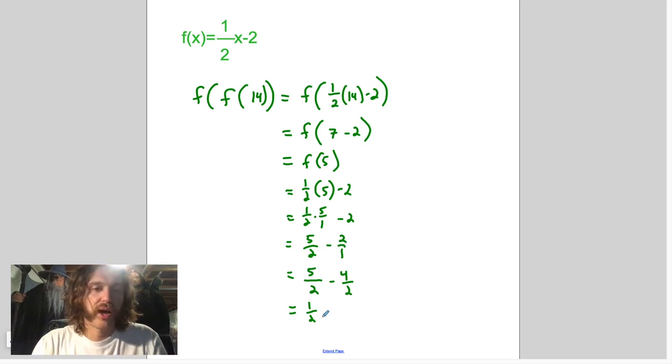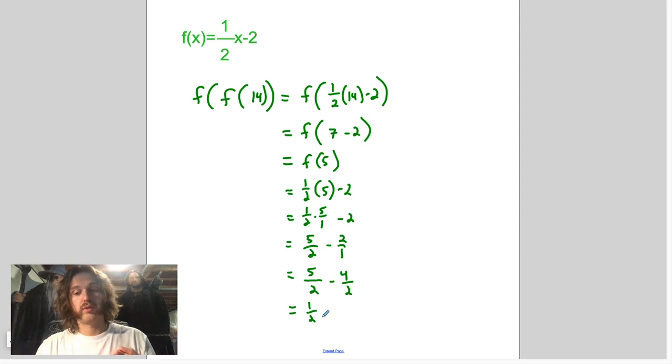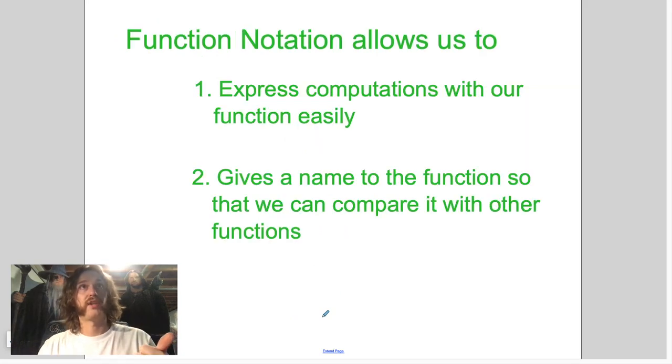So now you know lots about function notation and all the cool things that you can do with it. It allows us to express computations really easily. You can just write f of something, and it means plug something in, or go check and see what the value of the function is here. It also allows us to name different functions so that we can verbally compare, and in our writing, we can compare how different functions behave. And that's a really useful skill to have as mathematicians.